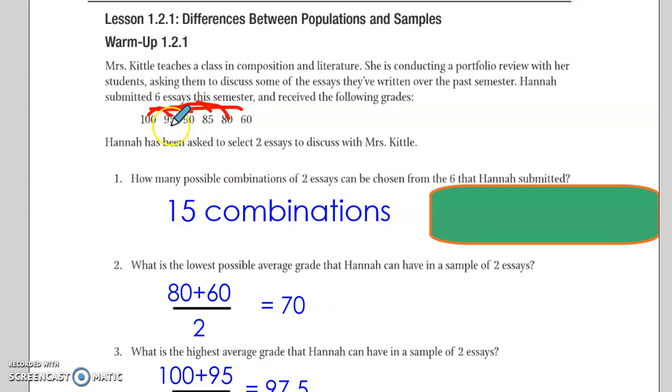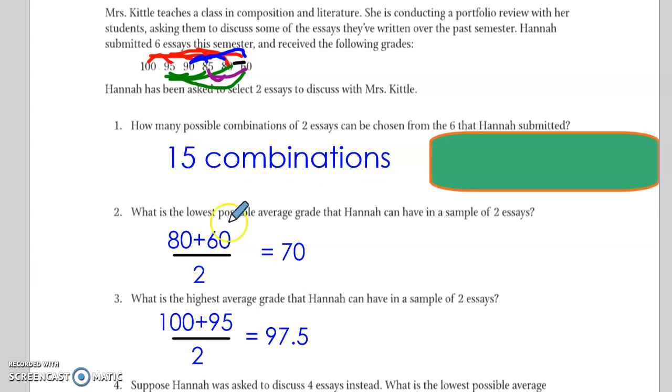Okay, but then I could do maybe 95 with 90, 95 with 85, 95 with 80, 95 with 60. So if I continue doing this, 90 with 85, 90 with 80, 90 with the 60, if I keep doing this, this is how I got my 15 combinations. And lastly, the 80 paired up with the 60. So if you follow through, count up all the little lines I made, it gives us 15.